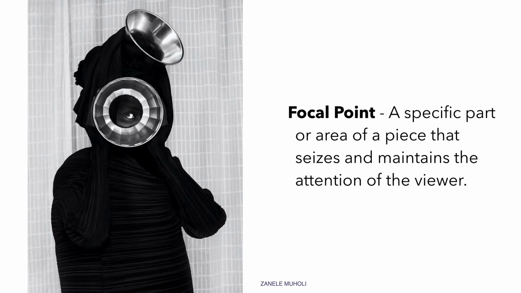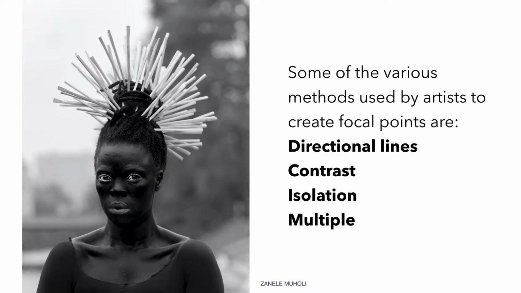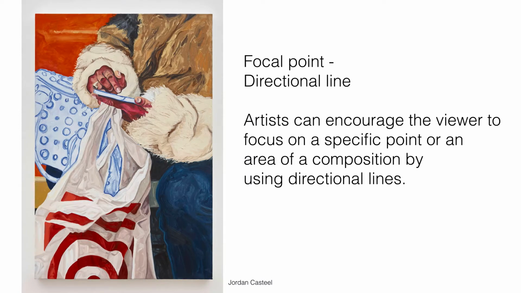In your photography assignment, you'll need to create a focal point. Now, your focal point doesn't necessarily have to be your face. It can be a lot of different things. Some of the different ways that we can establish a focal point is through directional line, contrast, isolation, and then you can also have multiple focal points. In this example, you can see all of the chopsticks that are in her hair are pointing towards her eyes, and so that's reinforcing where the focal point is in the piece and where we should look.